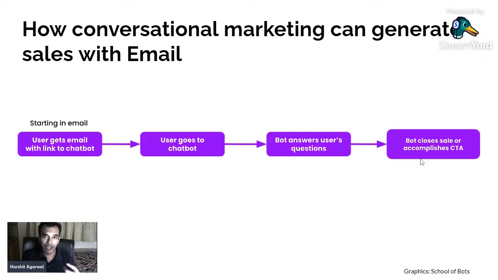Now, the sale does not have to be closed immediately. It could be after a few days or even after a few weeks. But the point is that a conversation gets started through email. That conversation continues in an automated fashion, that conversation is very relevant to the user, and ultimately that conversation can take the user towards buying the product. So this was how we can use conversational marketing to generate sales with email.